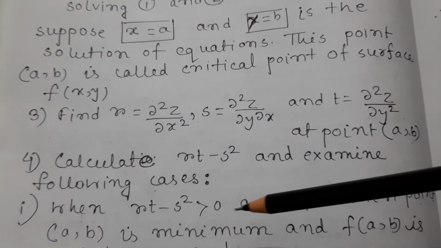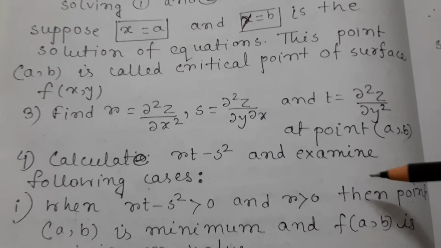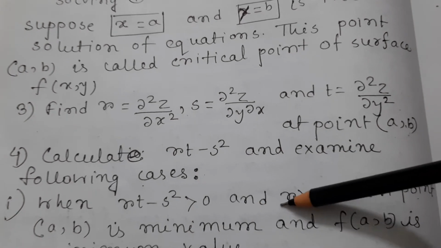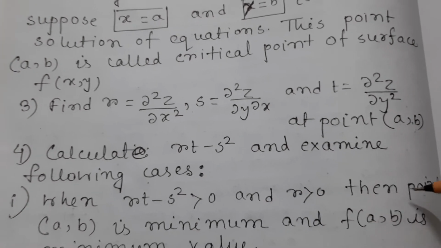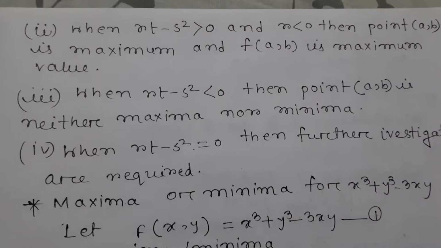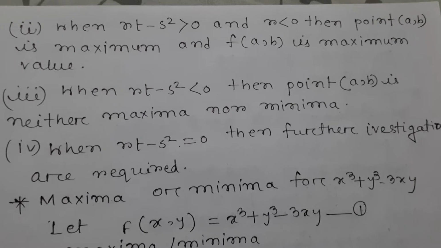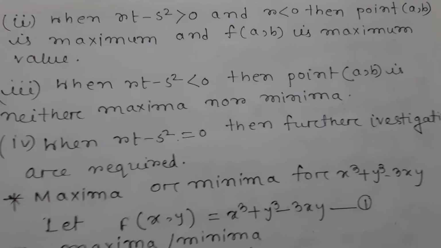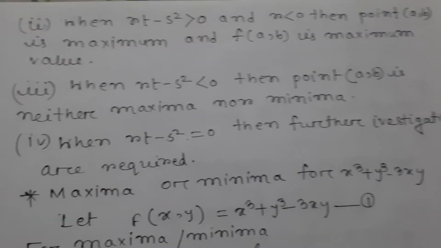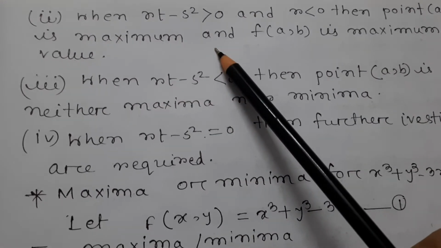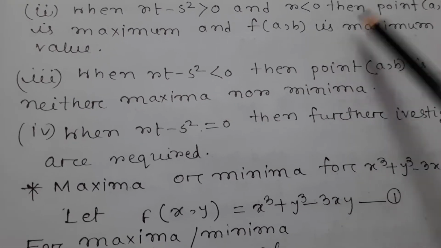When rt minus s square is greater than 0 and r is greater than 0, then the point (a, b) is a minimum and f of (a, b) is the minimum value. When rt minus s square is greater than 0 but r is less than 0, then the point is a maximum and f of (a, b) is the maximum value.